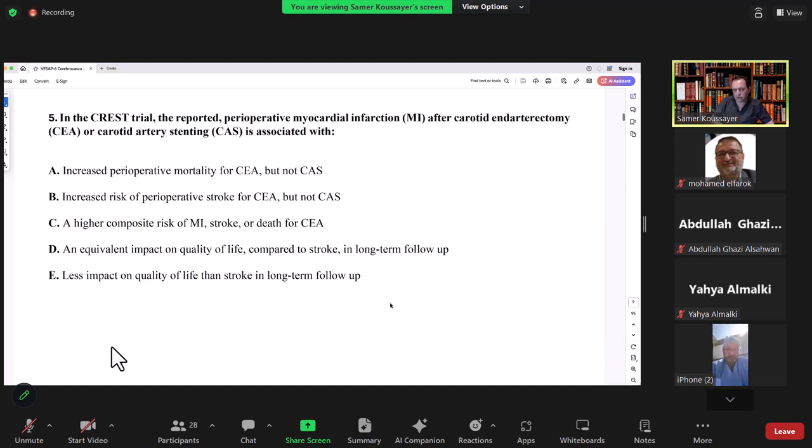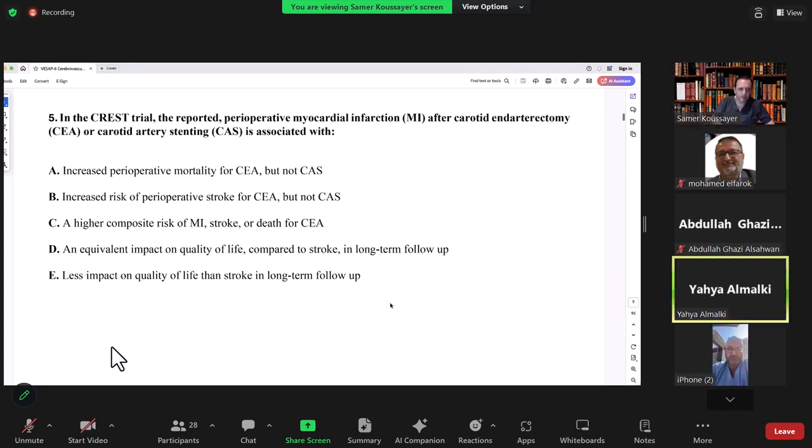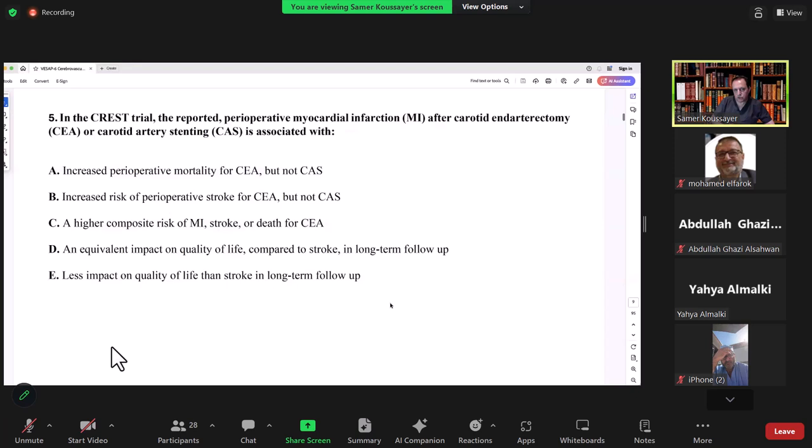So let's go through them, and then we'll hear from the other guys. Let's go through the first question. A: Increased perioperative mortality for CEA, but not carotid artery stent. Be careful, because this is a cardiology trial, they want to do stenting. They were not looking for more perioperative mortality, they were looking only for EKG changes and troponin level. Even some people who were asymptomatic were considered as an MI. So they did not show that mortality is higher, but showed the MI, troponin and EKG changes higher, though some of them are asymptomatic. So you have to be very careful. Perioperative mortality was not higher, but MI was higher.